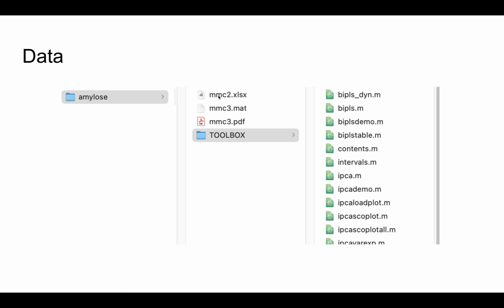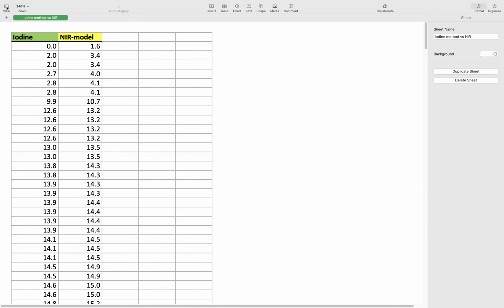And the mmc2.xls is an optional file. You could download the Excel file that has the readings from the iodine standard, and there are two columns. Let's look at this. There is a NIR model, and they compare these two for the amylose content. That's what I'm thinking.